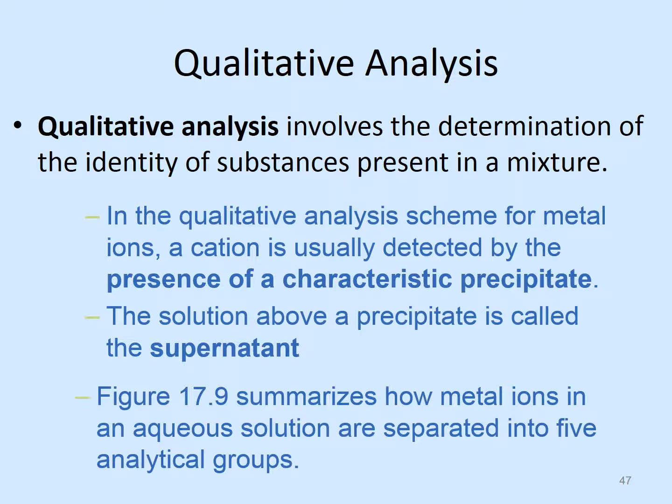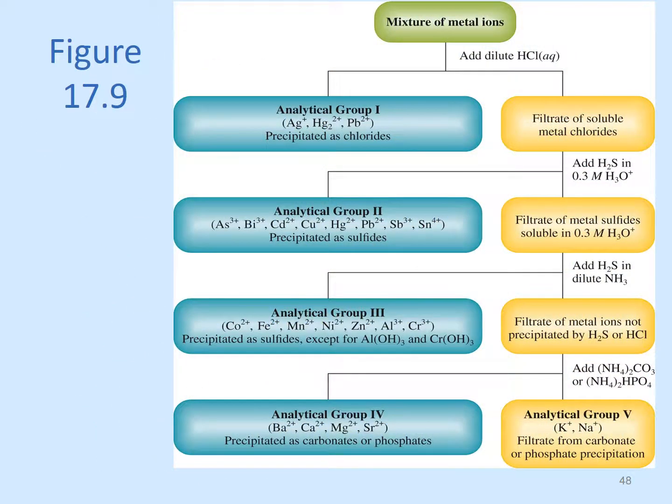So the next slide shows what's going to happen, and you'll learn a little bit more about this in lab by doing unknowns, figuring out what ions are in your unknown. If we have a mixture of metal ions, and we add a little bit of dilute HCl, most of the ions will stay in solution because they don't react with chloride, but silver, mercury, and lead do precipitate with HCl. So if you put some HCl in and you get a precipitate, you have a pretty good chance that you have silver, mercury, or lead in your sample.